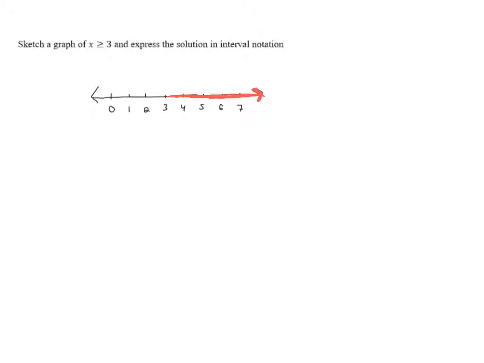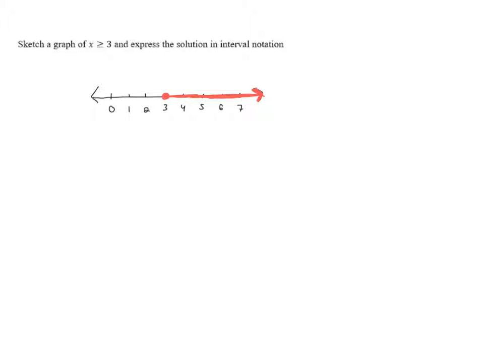But where the difference is here is that here 3 is a solution. If we were to substitute in 3 here, 3 is greater than or equal to 3 is true because 3 is equal to 3. And here we need x to be greater than or equal to 3. So here 3 is a solution, and the way that we denote that is by putting a closed circle on the 3.